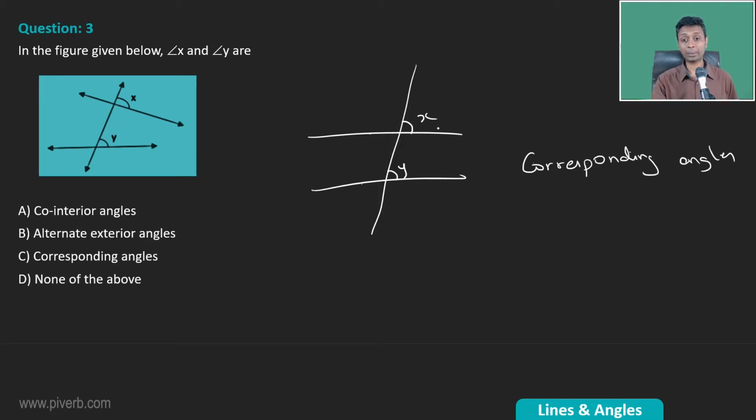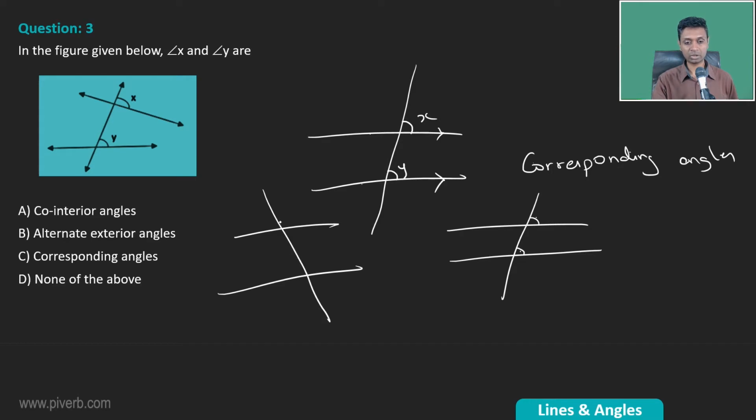If the two lines were parallel, then corresponding angles would be equal. If corresponding angles were equal, then the lines would be parallel. It works both ways around. Right? Just terminology wise, parallel lines cut by a transversal. These two are corresponding angles. These two should be equal. Right? Two lines cut by a transversal.